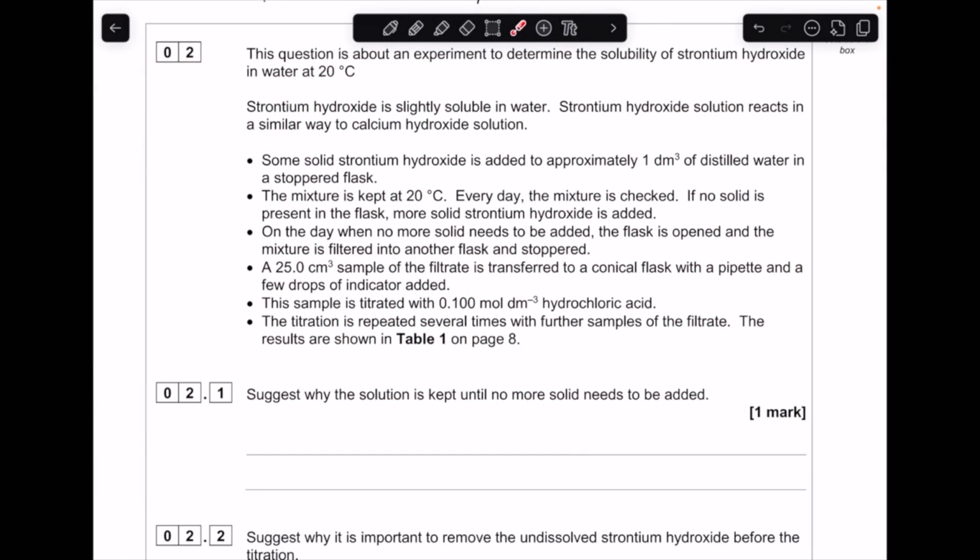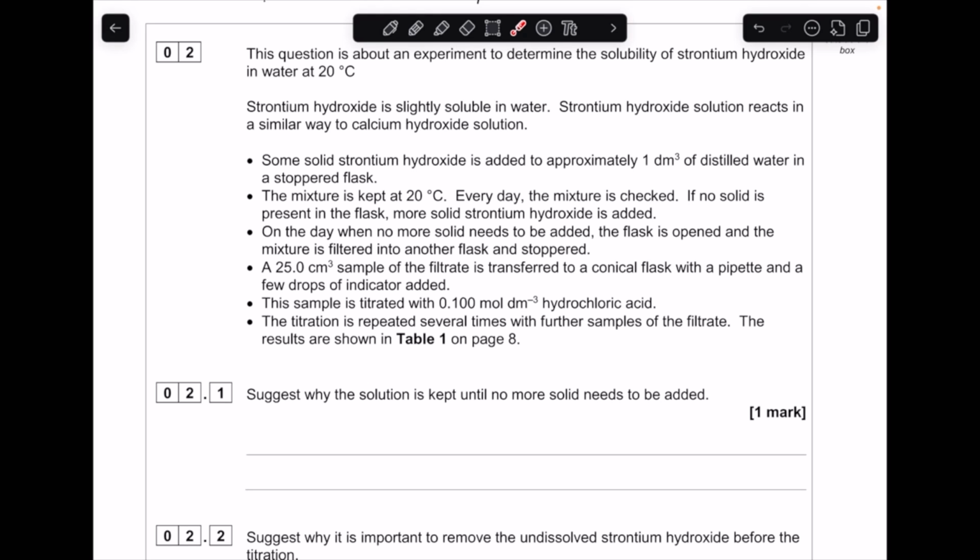Okay, so let's make a start. The question's all about this experiment to determine the solubility of strontium hydroxide in water at 20 degrees C. So we've got all this information to process, and then we've got 3 suggest questions to have a look at before we get into the actual calculation.